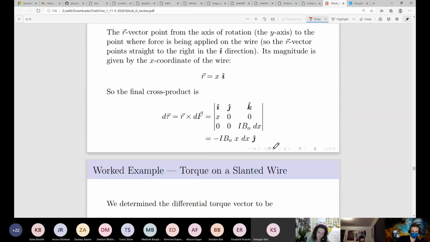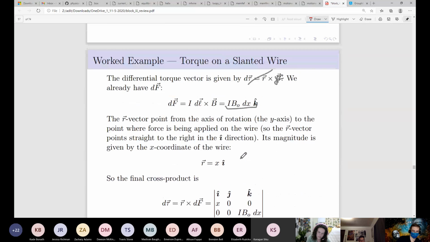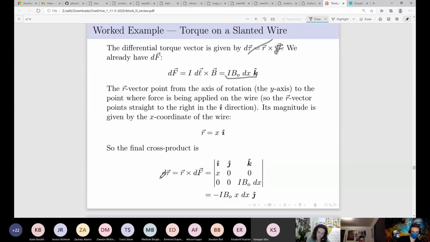Super. Now we're ready to set up the second cross product. d tau is equal to r cross df. We have x i hat, 0, 0, then 0, 0, I b naught dx. Taking that cross product, we only get something in the j hat direction. And remember, we subtract away the j hat component. Just remember to review how to take cross products, but don't forget that negative sign. We get negative I b naught x times dx in the j hat direction.